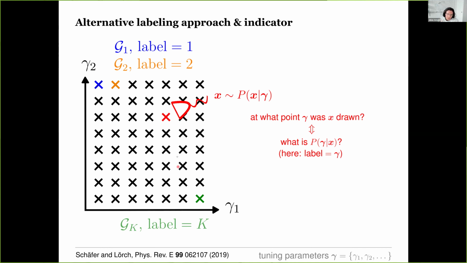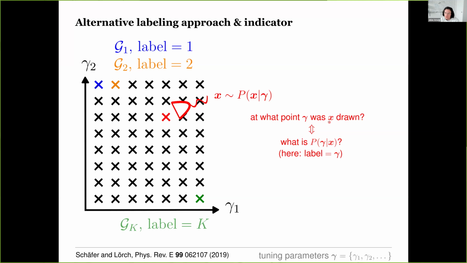So what we do in that case is each sampled point in the parameter space is going to be assigned its own group. And so it's going to be assigned its own label. So here, this point on the top left, we assign it to group 1, and all of the data drawn at that point is going to be given the label 1. Orange point belongs to group 2, is going to be given the label 2, and so on, until we arrive at the last point, which belongs to group K. This is going to be given the label K.